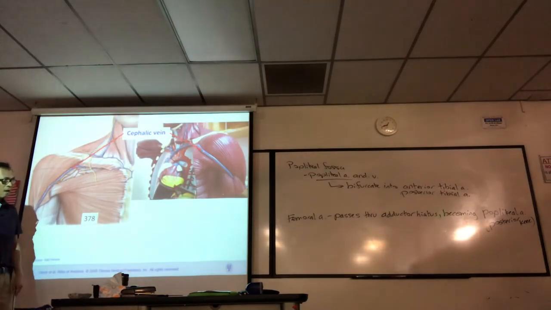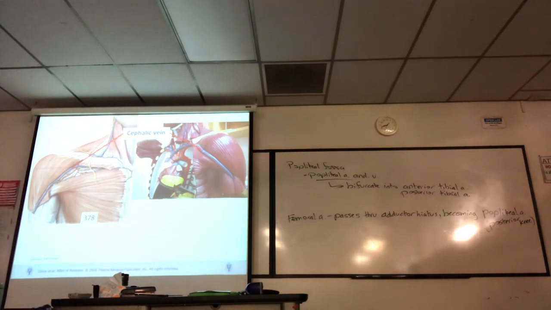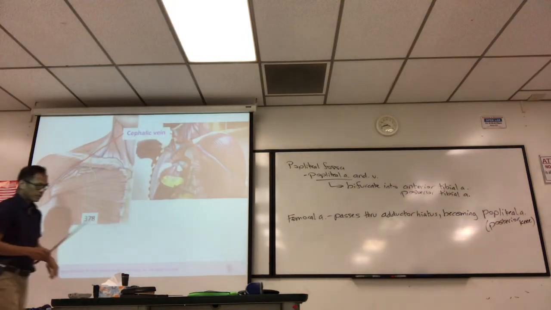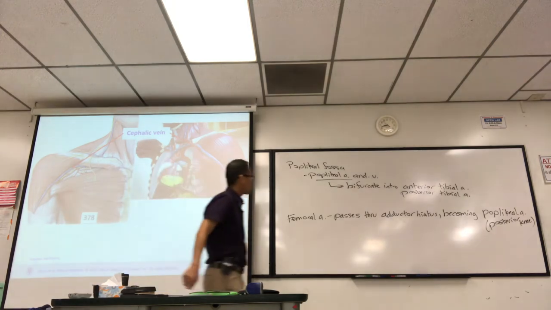Now, when you have the arm adducted and you can't see the axilla, the armpit, you should have the shoulder region. There's one vein you have to know. It's the cephalic vein. It's very superficial. It runs through the deltoid pectoral groove.